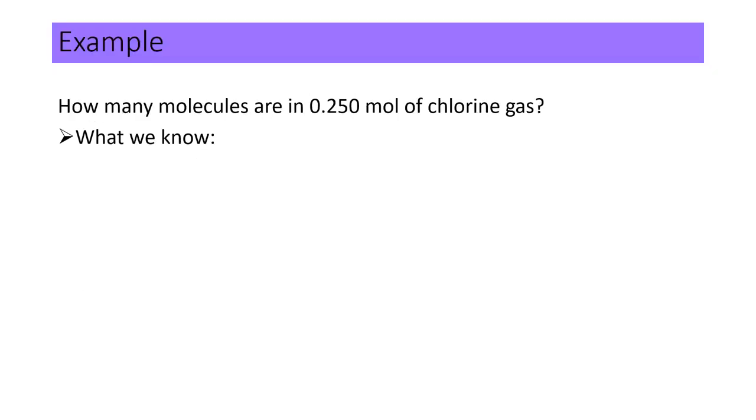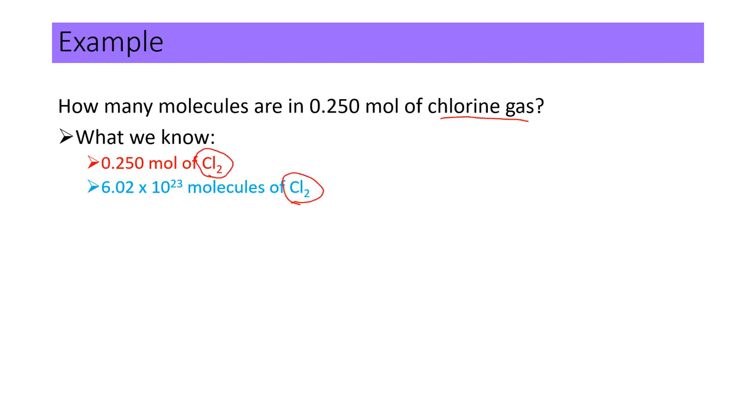Here's an example. How many molecules are in 0.250 moles of chlorine gas? Well, this is what we know. We know that we have 0.250 moles of chlorine gas. We know this because it's given right in the problem. We also know that there are 6.02 times 10 to the 23 molecules of chlorine gas. Why? Because that's our Avogadro's number for chlorine gas. You'll note when I said chlorine gas, you need to remember this format of the atom because it is a diatom.